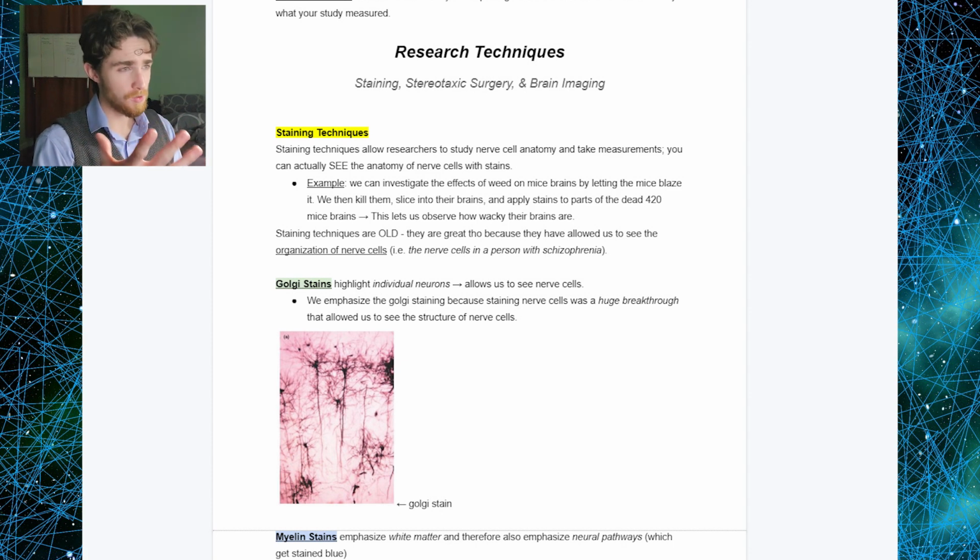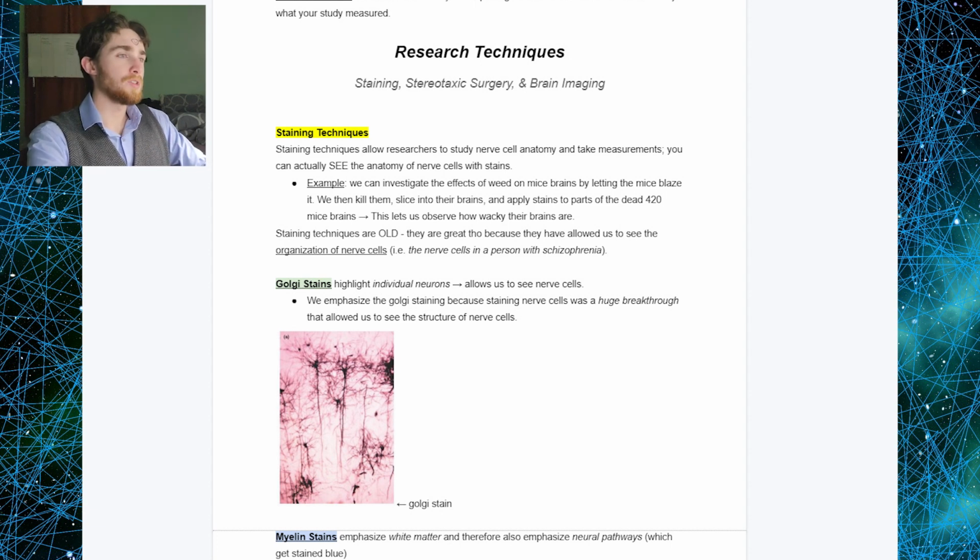A good example of this would be if we wanted to investigate the effects of weed on mice brains. So what we would do is we would let the mice blaze it up, then we would kill them, we would slice into their brains and apply a bunch of stain to the dead 420 mice brains, and then, lo and behold, we can actually see how wacky their brains have become after having smoked it up. Now, staining techniques are old, but they're still pretty cool because they allow us to see the organization of nerve cells, like the nerve cells in a person with schizophrenia.